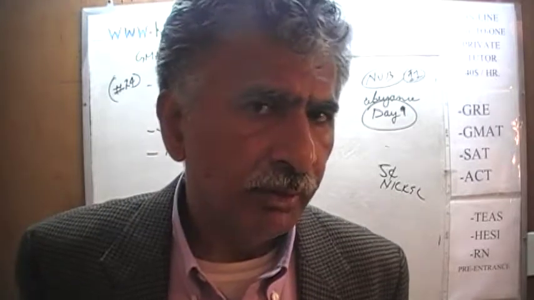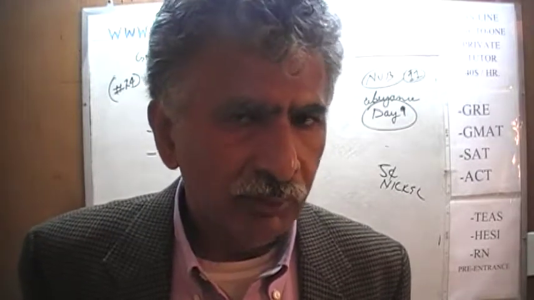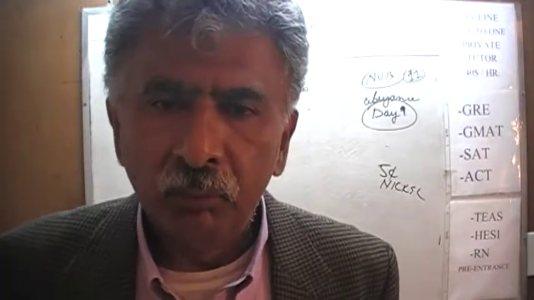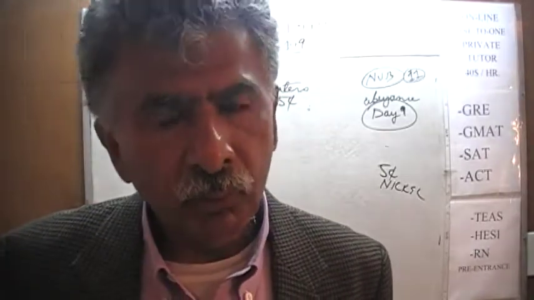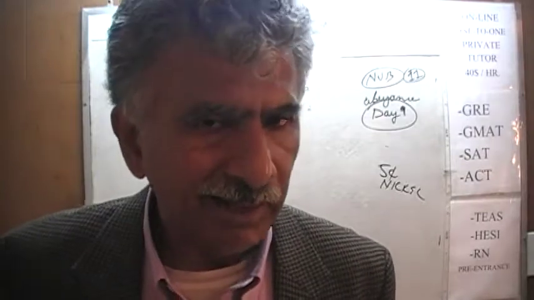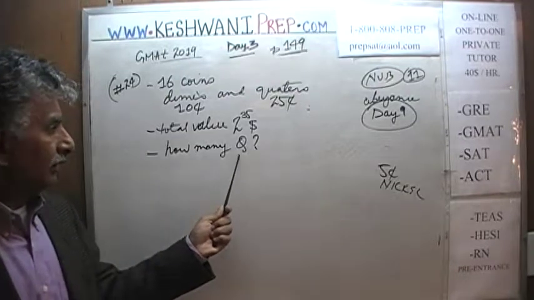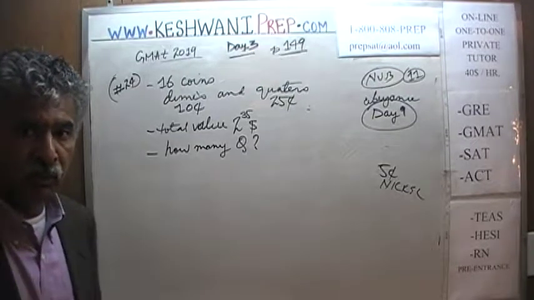How many unknowns do we have? We know that the total amount of money that I have in my pocket is $2.35. How many unknowns do we have? We have two unknowns. We have to find out how many dimes there are and how many quarters there are. Even though the problem does not ask for the number of dimes, it asks for quarters, those are two unknowns.